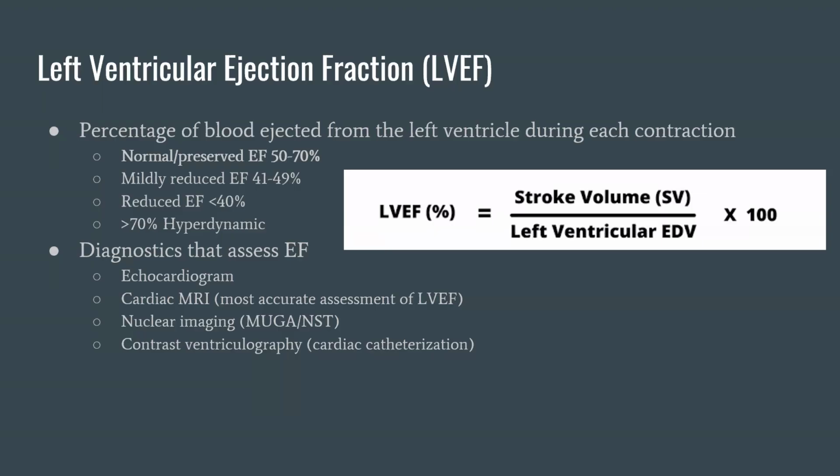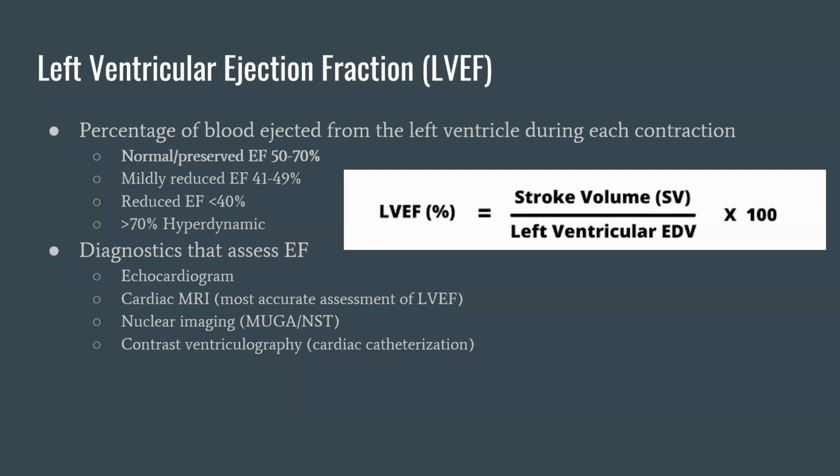So this is just going to be like a mini review, but this just reiterates what normal and preserved is, 50 to 70, mildly reduced, we already said. Hyperdynamic is going to be over 70%. And how we get that calculation is from certain diagnostic tests. So echocardiogram, cardiac MRI is actually the most accurate assessment of EF and is the gold standard.